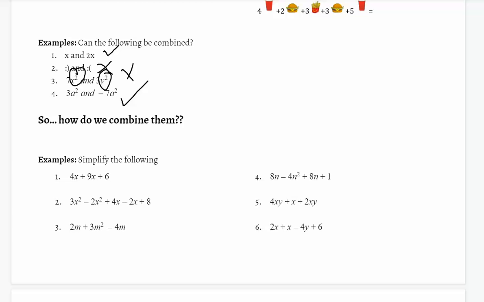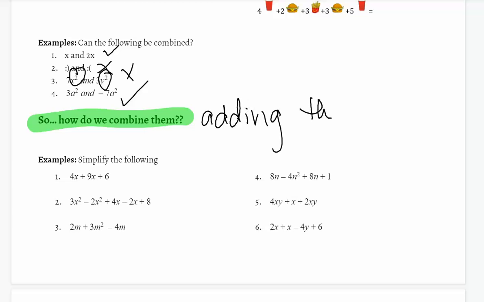Okay? So the big question of the day is, how do I combine them? Well, we already talked about combining means what operation in math? Combining means add. So all I'm doing is adding the coefficients of like terms.